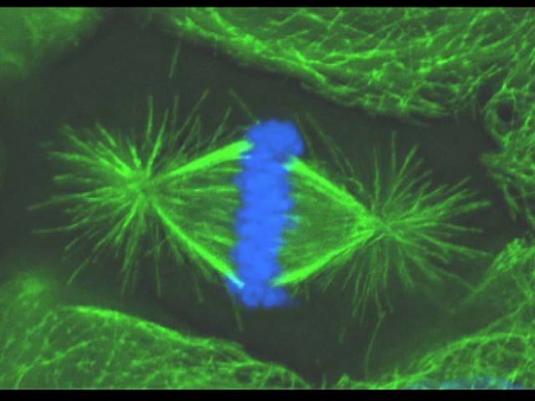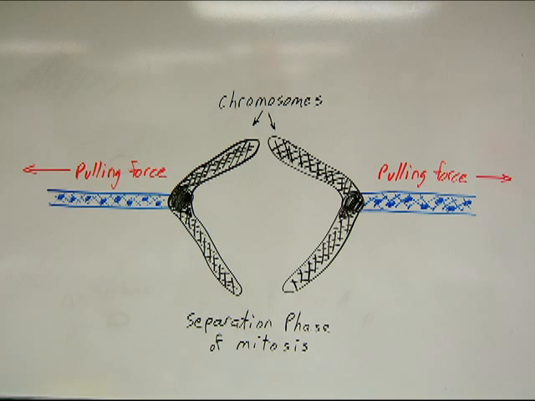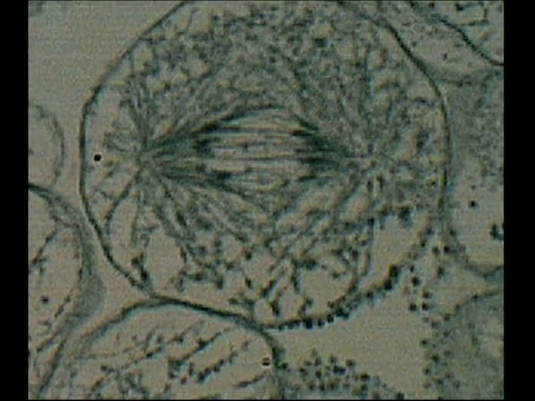Historically, the original idea of how this happened was that the chromosomes are attached to the microtubules and the microtubules pull the duplicated chromosomes apart. We will call this the pulling hypothesis. Notice that the chromosomes are attached directly to the microtubules. So separation of chromosomes occurs when microtubules are pulling the duplicated chromosomes apart.